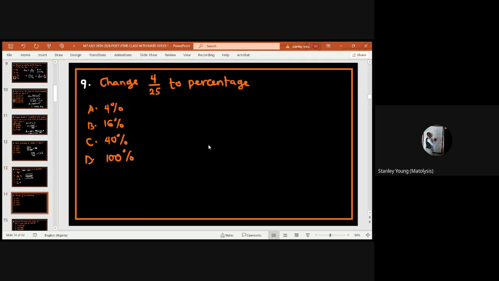And here we have 4 over 25, convert to percentage. Just do 4 over 25 times 100. We want to convert fraction to percentage, multiply by 100. And when you want to convert percentage to fraction, divide by 100. As simple as that. 25 in 100 is 4 times, 4 times 4 is 16. So the answer is 16%.